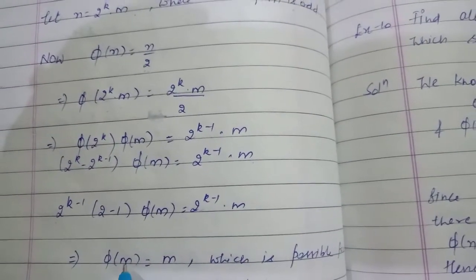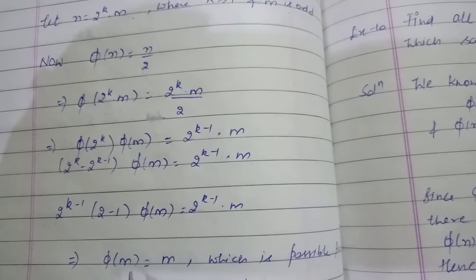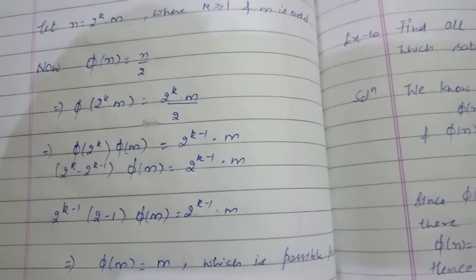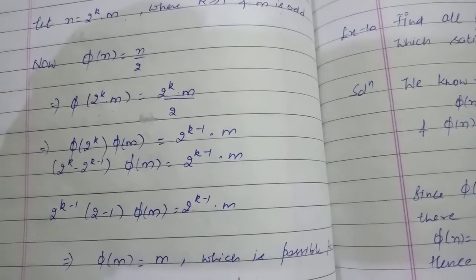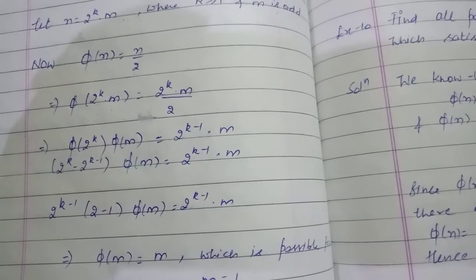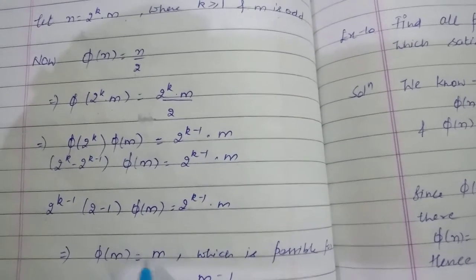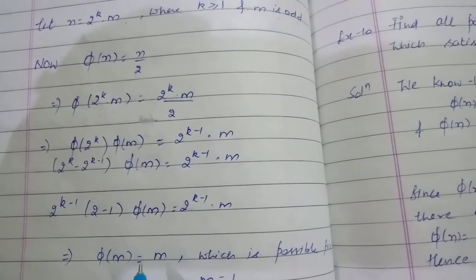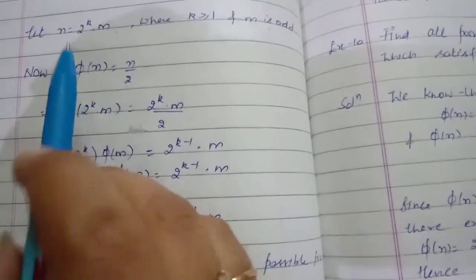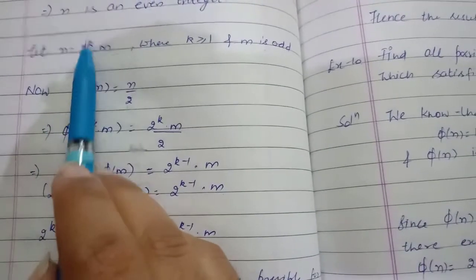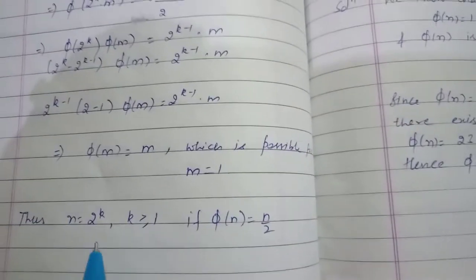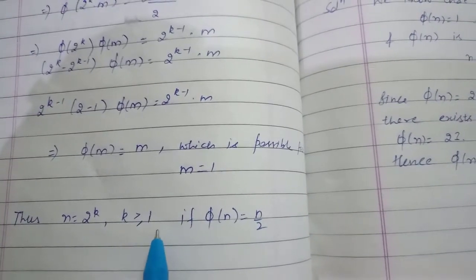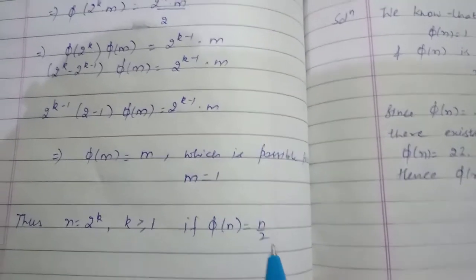Now this holds only when m equals 1, because φ(1) equals 1, it was defined earlier when we discussed the definition of the Euler function. It is true when m equals 1. This means n must be equal to 2 raised to the power k into 1, that is n equals 2^k, where k is greater than or equal to 1, when φ(n) equals n by 2.